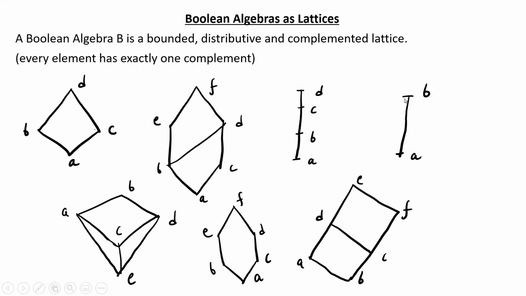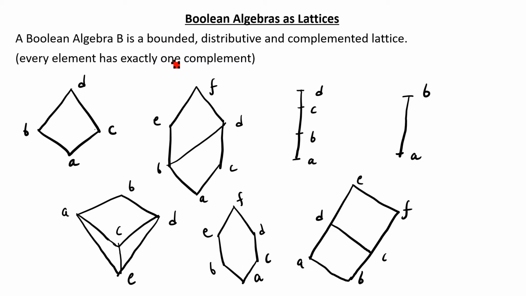Hello everyone, we have already discussed the concept of lattices. So a poset is a lattice if it is both a meet semilattice and a join semilattice. Then we have discussed bounded lattice. A bounded lattice is a finite lattice which has an upper bound and a lower bound.